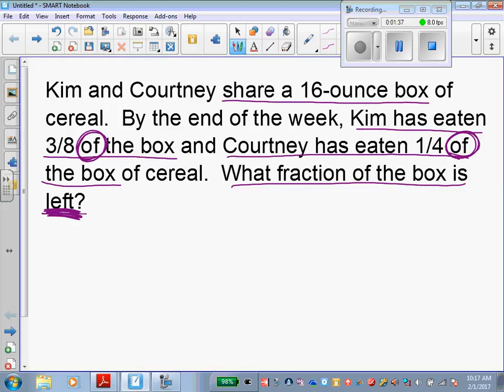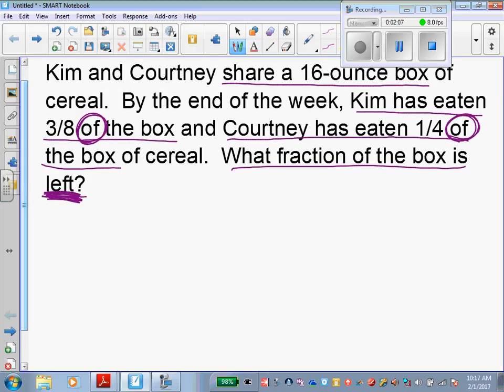All right. Why did I underline like crazy the word left? Because we want to know how much of the cereal has not been eaten. I like that you said has not been eaten, because then we need to figure out what has been eaten in order to figure out what has not been eaten, right? So we have to solve for two different problems before we even get to answering our question.